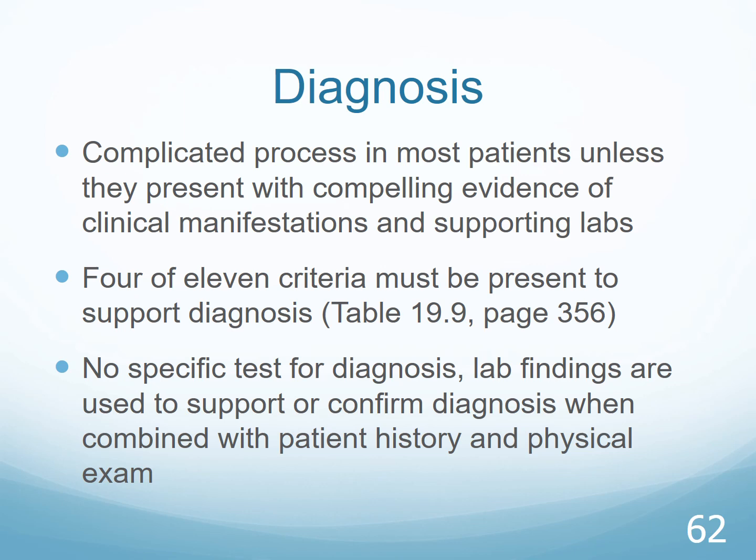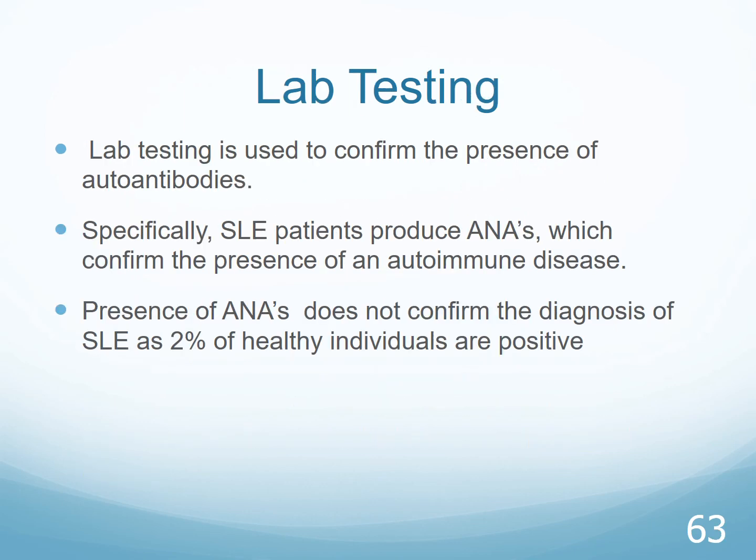There is no specific test for diagnosis. Lab findings are used to support or confirm diagnosis when combined with patient history and then the physical exam. So there are a lot of puzzle pieces that will go into this diagnosis of lupus. Lab testing is used to confirm the presence of autoantibodies. Specifically, SLE patients will produce ANAs, which confirm the presence of an autoimmune disease. Lupus is an autoimmune disease. So the presence of ANAs does not confirm the diagnosis of SLE, as 2% of healthy individuals are positive for ANAs. So again, this is not something that will confirm or deny.